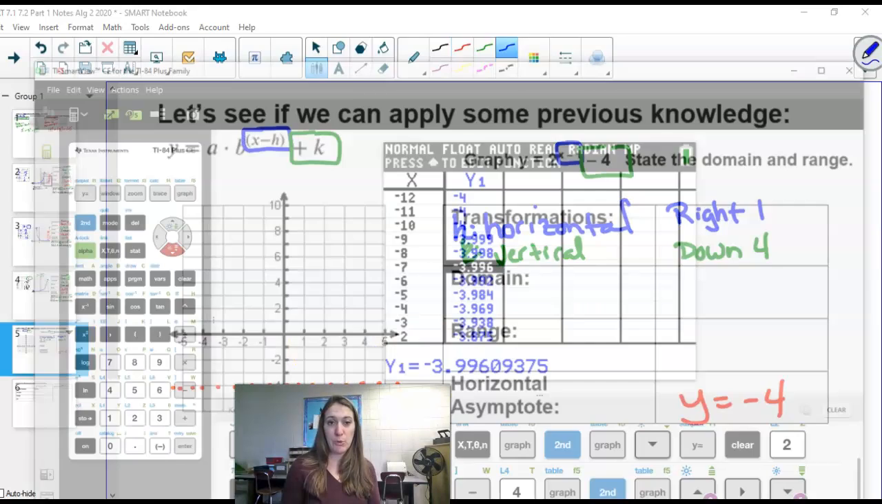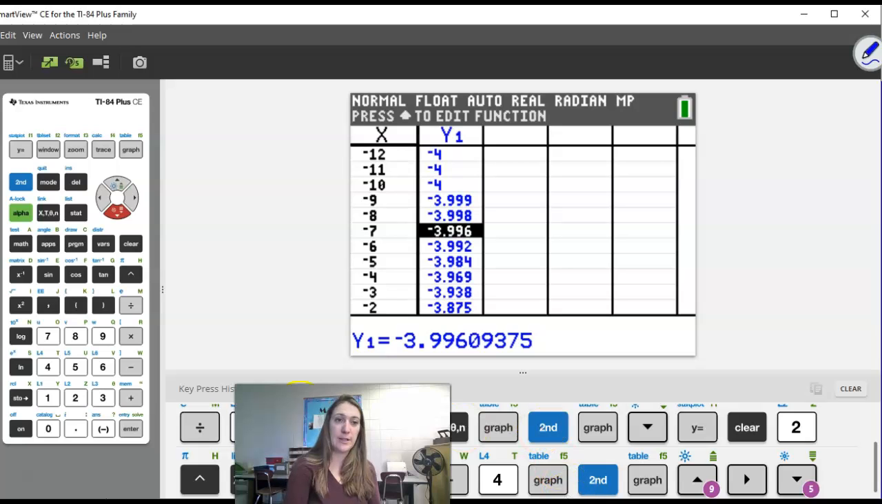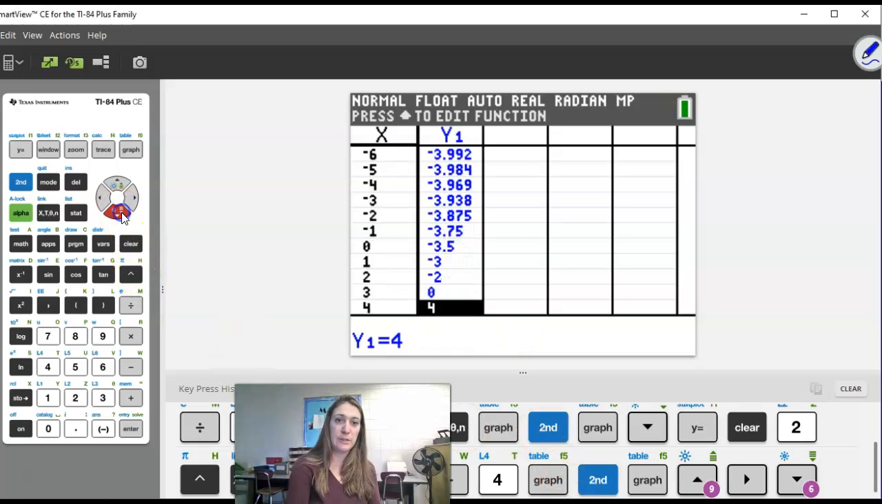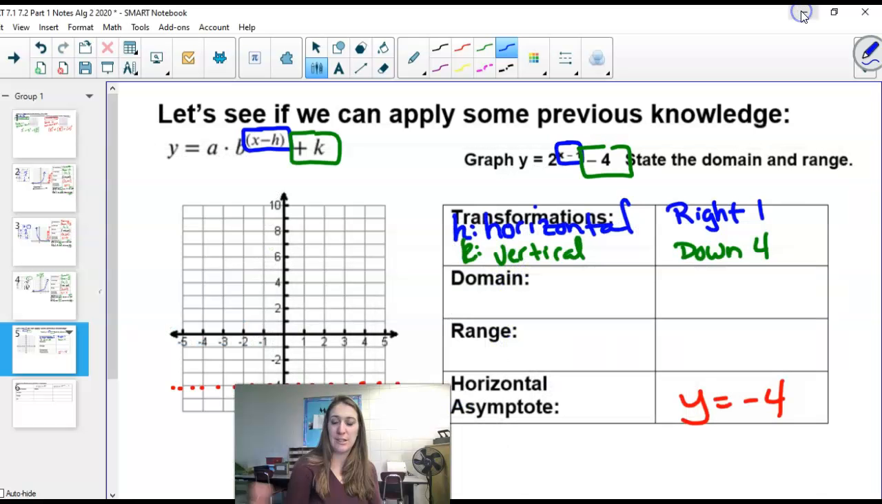I didn't pull any of those points. Well, that's not very helpful. Let's try 0, negative 3.5, 1, negative 3. All right, 0, negative 3.5, 1, negative 3. Okay, I'm just going to fudge it from there.